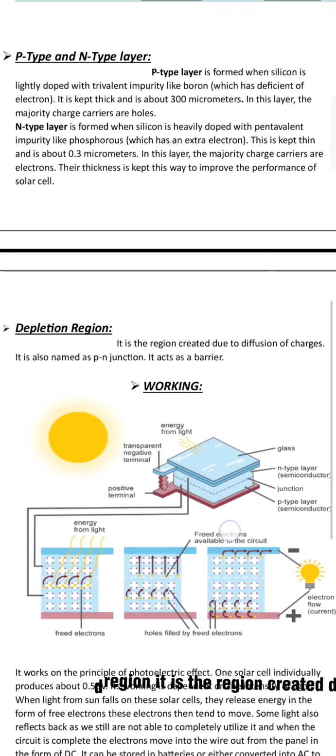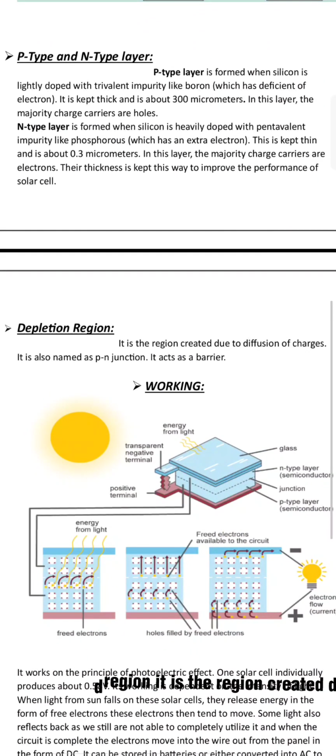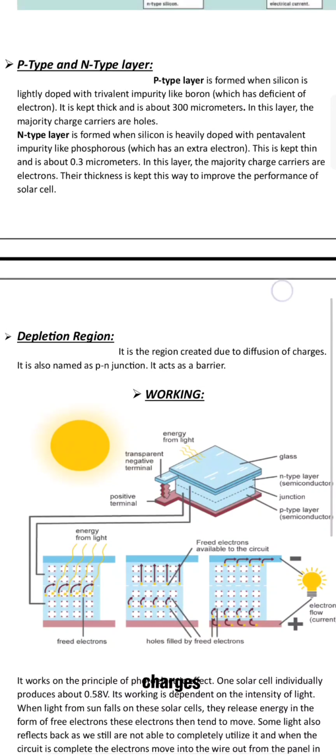Now comes the depletion region. It is the region created due to diffusion of charges. It is also named the p-n junction. It acts as a barrier. It is not briefly described here, but I'll try my best so that you can keep up with me. So it is a region that is created due to diffusion of charges.